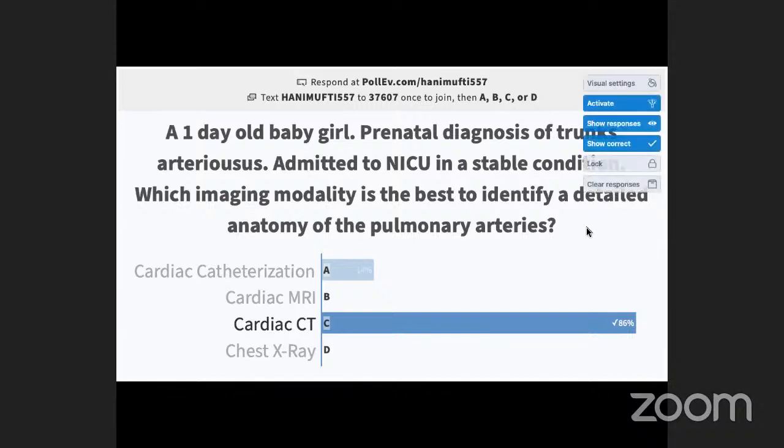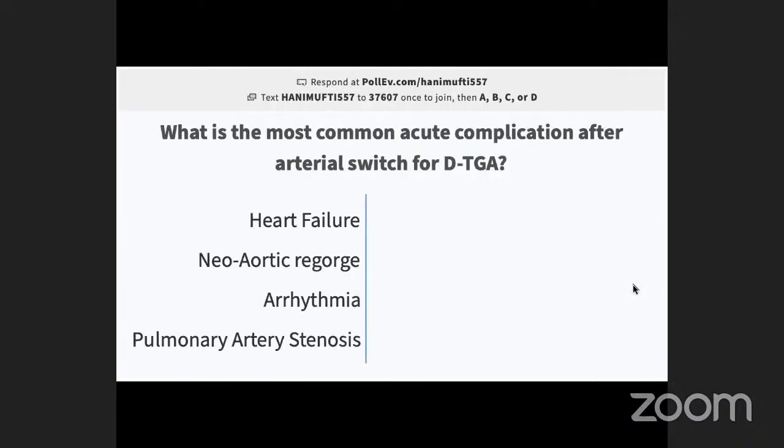Clear? Okay, next. What's the most common acute complications after arterial switch?